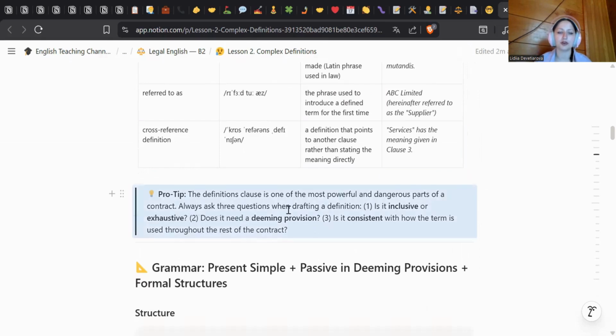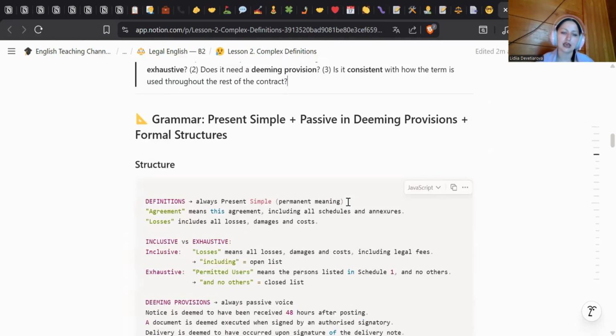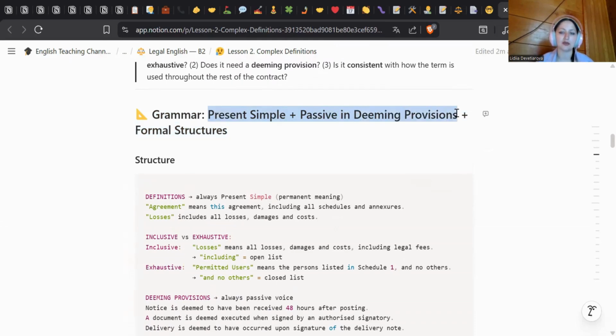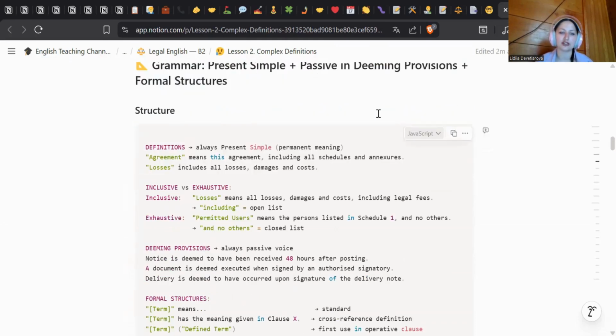A little pro tip for you. The definitions clause is one of the most powerful and dangerous parts of a contract. Always ask 3 questions when drafting a definition. Is it inclusive or exhaustive? Does it need a deeming provision? Is it consistent with how the term is used throughout the rest of the contract? And as for grammar, present simple plus passive in deeming provisions plus formal structures. Let's go.